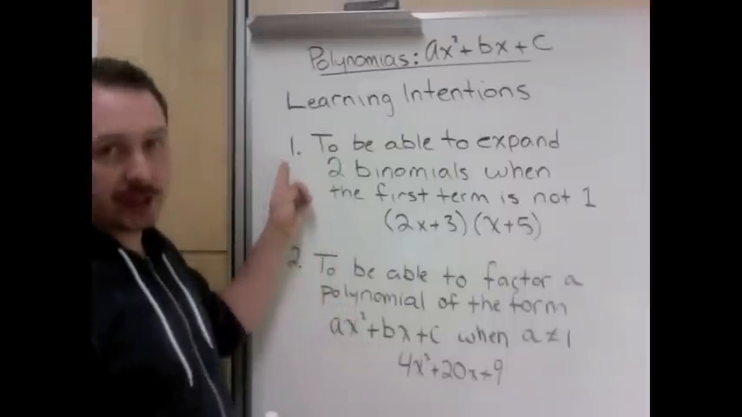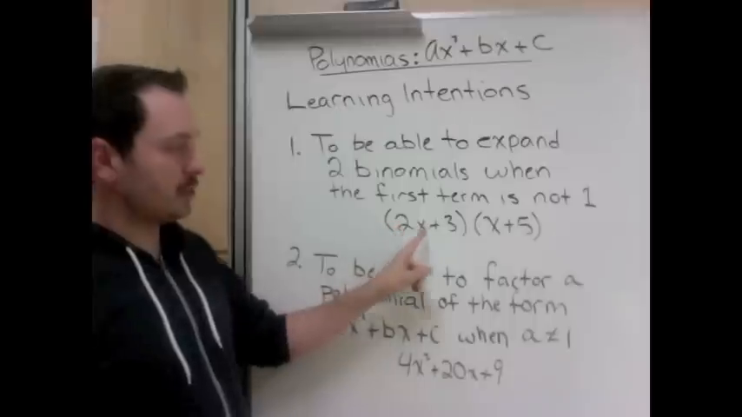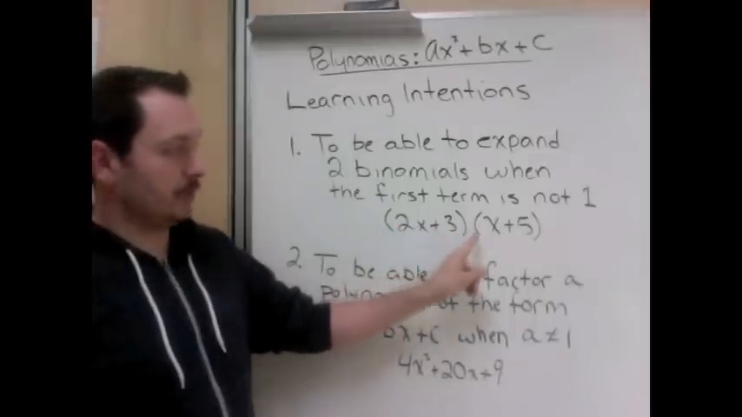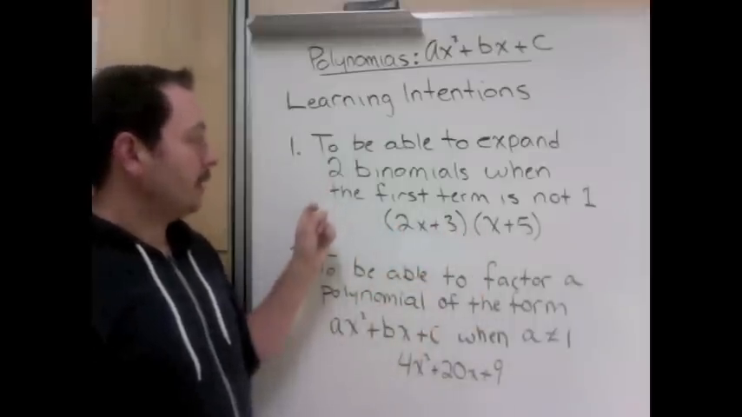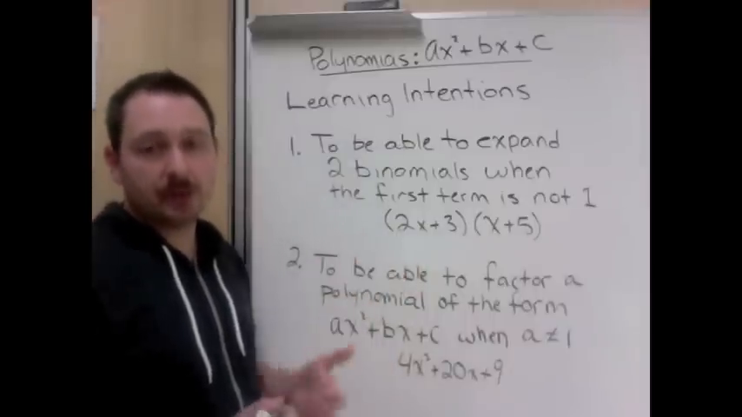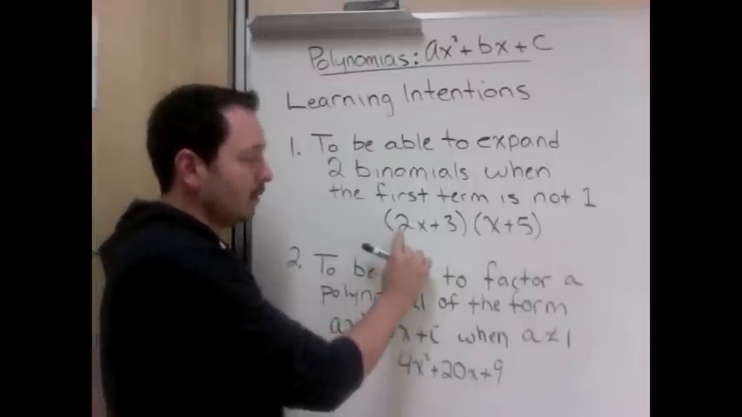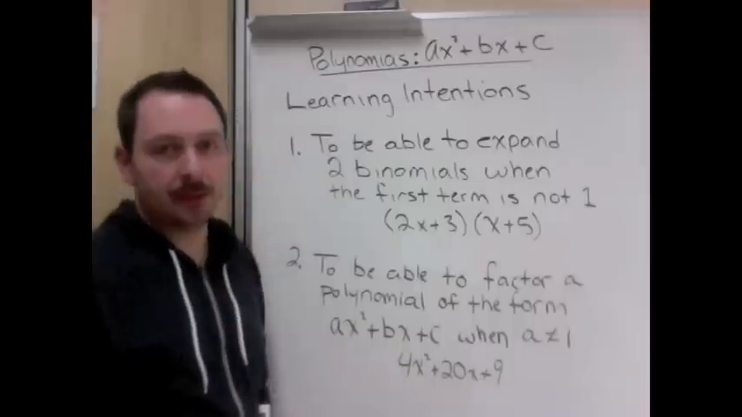So our learning intentions for today first are to be able to expand two binomials. Again, a binomial just has two terms in it, so we have two of them. And this is when the first term is not 1. So we have a 2 here. Last day we did this using a box method, box diagram, or FOIL. But last time we only had x's here, nothing with a number in front of it.